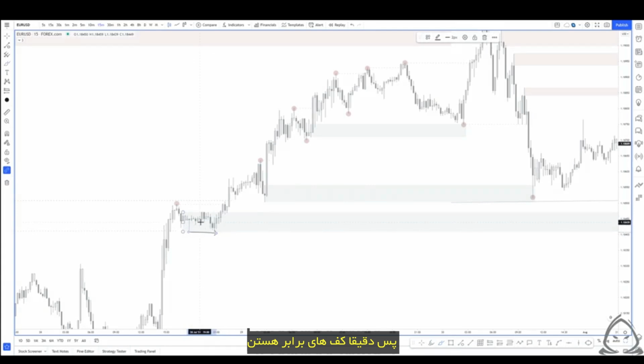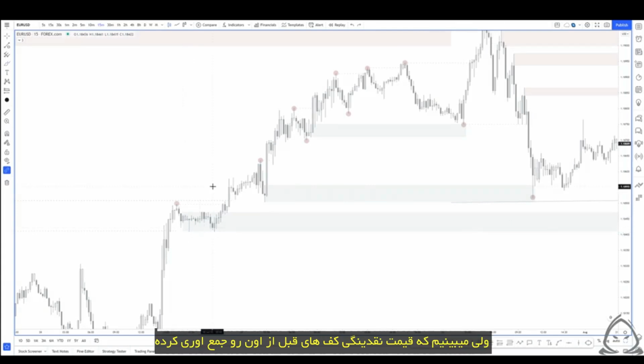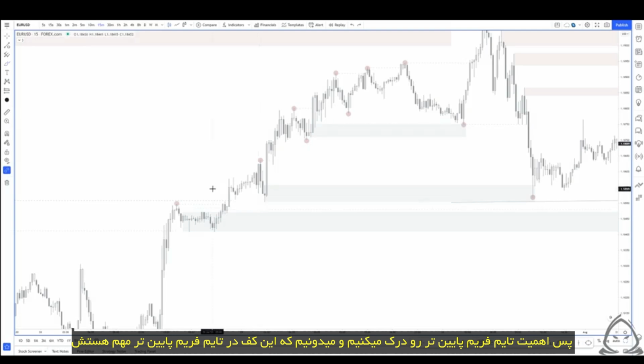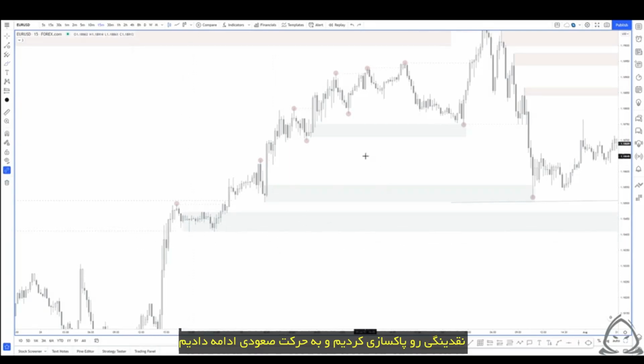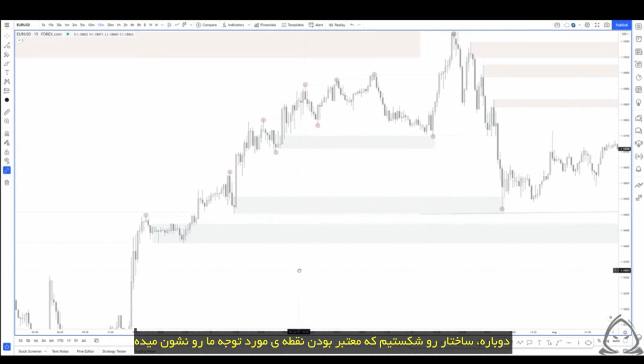So they haven't taken out each other, but what we can see is price has taken out the liquidity of the lows prior to that, because again, we're factoring in the fractal nature of the markets. We understand the importance of lower time frame and that this low is important on a lower time frame. We've swept liquidity and then we've continued moving to the upside. Again, we've broken structure. That validates our point of interest.